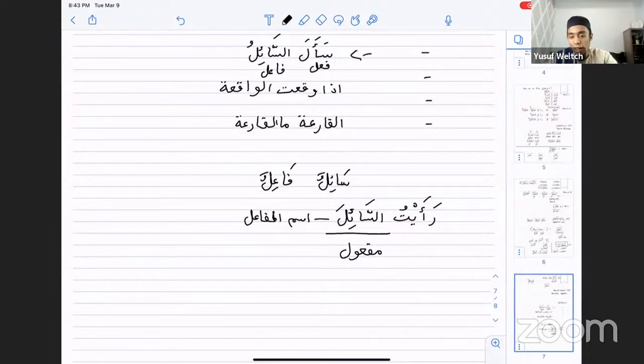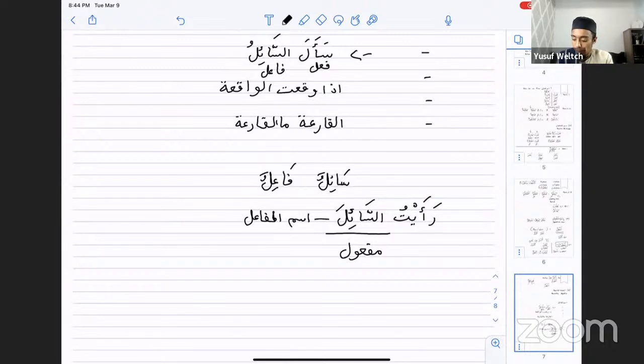In the sentence above, the questioner asked. The one asking asked, or the questioner asked. There, the ism fa'il, sa'il, is playing the role of the fa'il. So, does that make sense? I just want to clarify the difference between fa'il and ism fa'il, and maf'ul and ismul maf'ul. One is a role that it plays in a sentence, and the other one is just an intrinsic attribute of that word, what type of word it is.